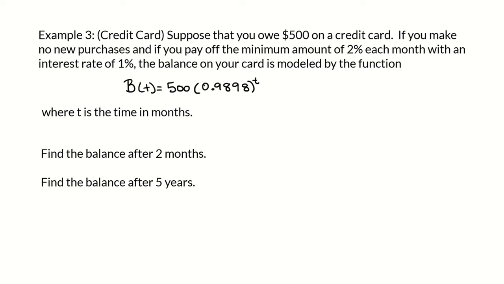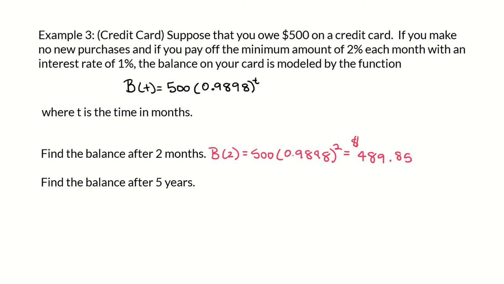First, let's find the balance after 2 months. So that means plug in 2 for t, so b of 2, which would be 500 times 0.9898 to the 2, which results in 489.85. So after 2 months, very little of the balance has been paid off, about $10.